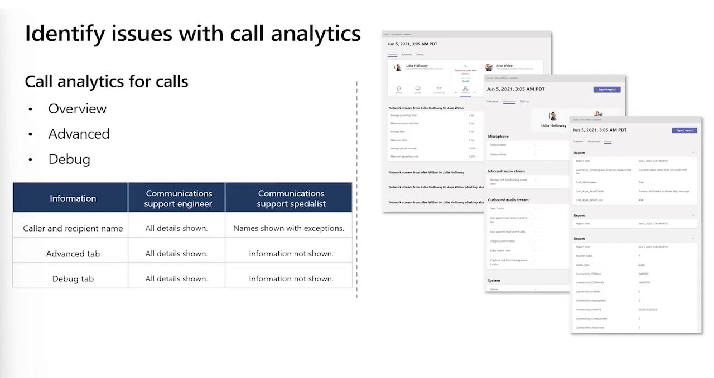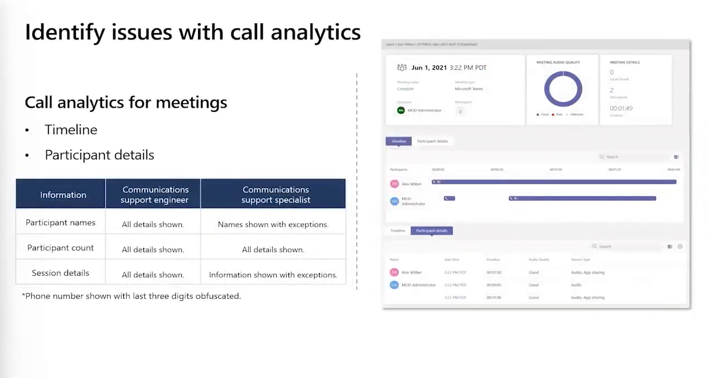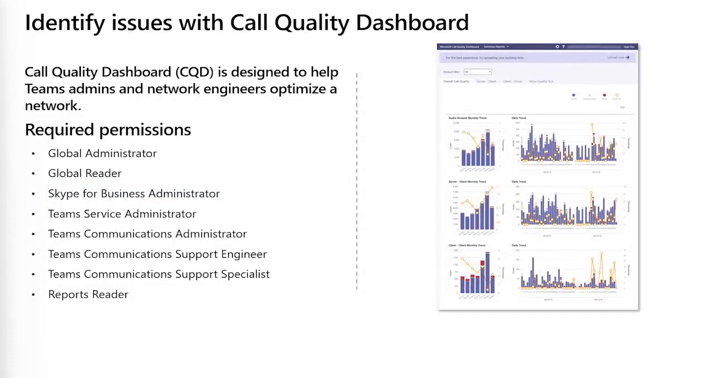The table on the slide shows that the support engineer is able to see more detail and access more tools than the communication support specialist. We can analyze call analytics for meetings, looking at a timeline and various participant details. Again, narrowing down the scope of the problem is key. And for aggregate performance information, we can use the call quality dashboard.